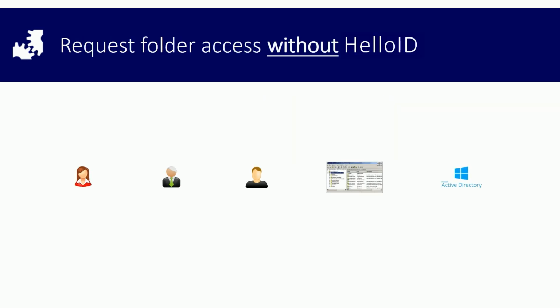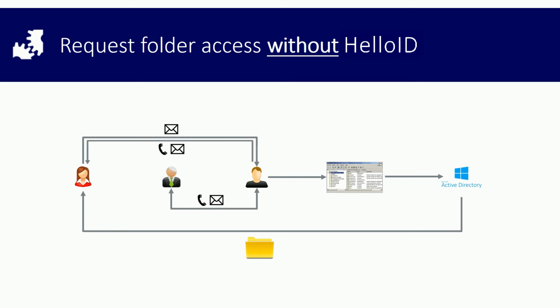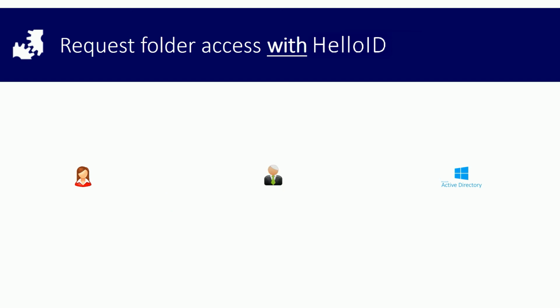First, a request process without Hello ID. The end user would have to go to the IT help desk to gain access to a particular share. Next, the IT help desk needs to verify that request by seeking approval from the data owner. After that is done, the data owner needs to approve or deny the request. Once the request is approved, the IT help desk sets the rights so that the end user can access the share. The IT help desk then needs to contact the end user to let them know whether they were approved or denied.